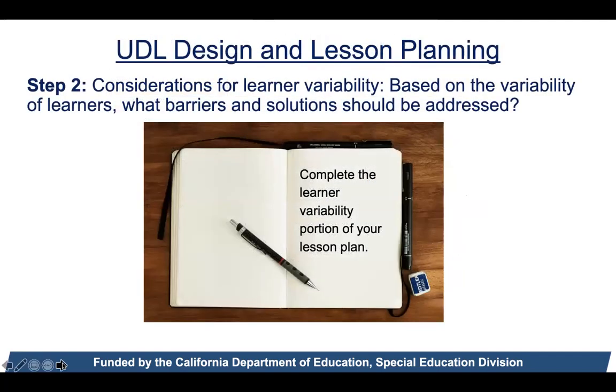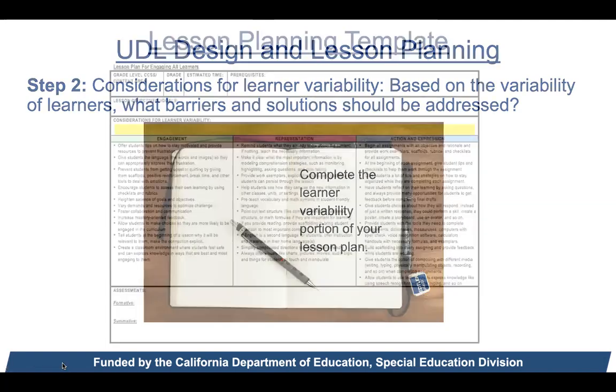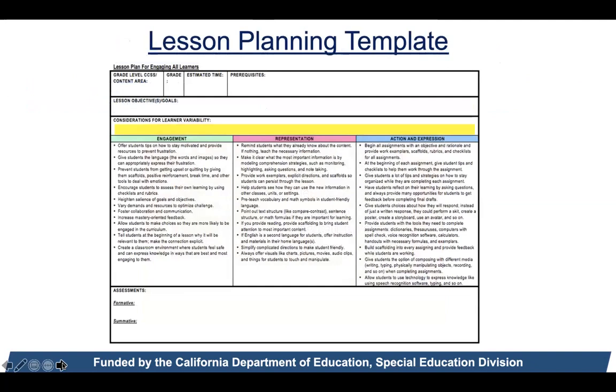Step 2, considerations for learner variability. So this is the subject of Module 1, learner variability, diversity. And we should have also been able to self-reflect on our implicit bias, privilege, potential barriers that the adults may bring to the learning environment. Based on the variability of learners, what barriers and solutions should be addressed? And there's a space for that in your lesson planning template. Considerations for learning variability. In this space, as you type, will expand because we know we have more learner variability in our classrooms than this space will allow.